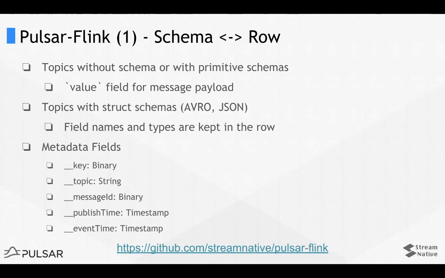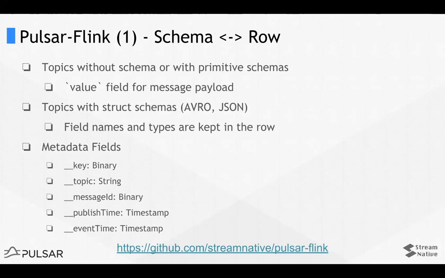For the struct schema, like if you store a message in Avro format or JSON format, you get all the fields of that struct. We keep the field name and type and map them to the Flink row. Additionally, each message has multiple metadata fields like publish time, event time, the message key, and the topic information saying which topic the message is from. These become the metadata fields in the Flink row.